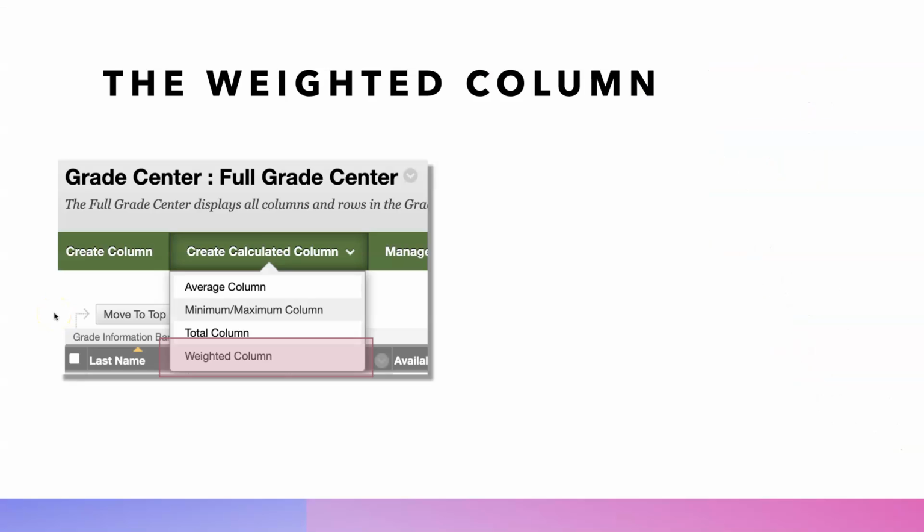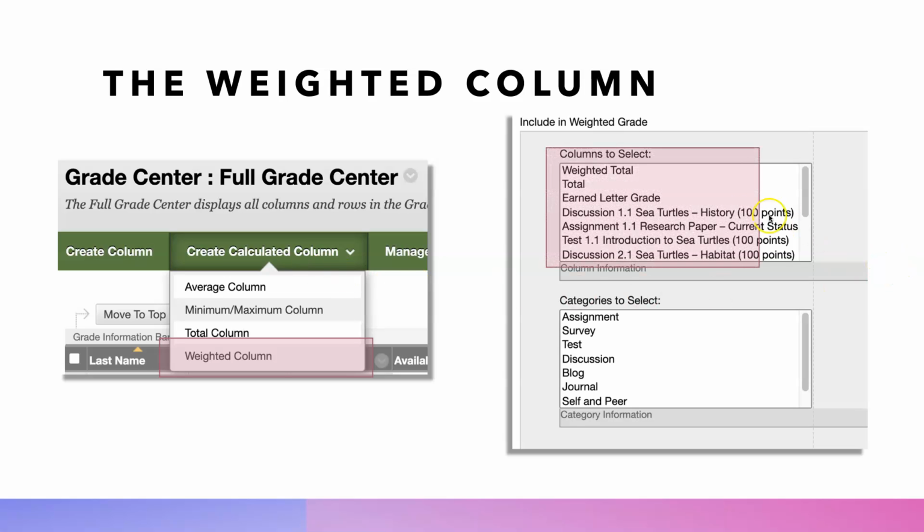The weighted column can be set up by selecting the option from the Create Calculated Column menu in the Grade Center. When setting up the weightage, you can select specific columns or assessment items, or you can select categories such as assignments, tests, discussions, and so on.